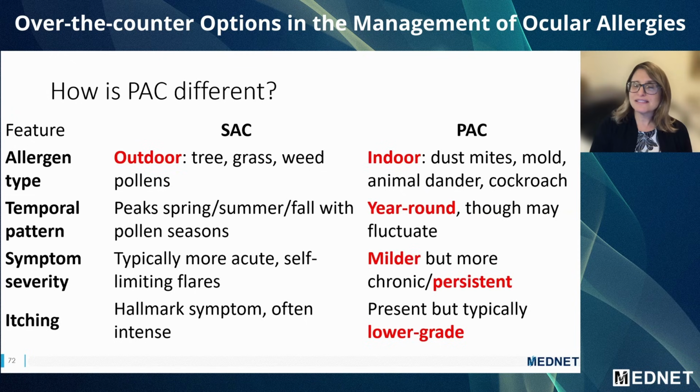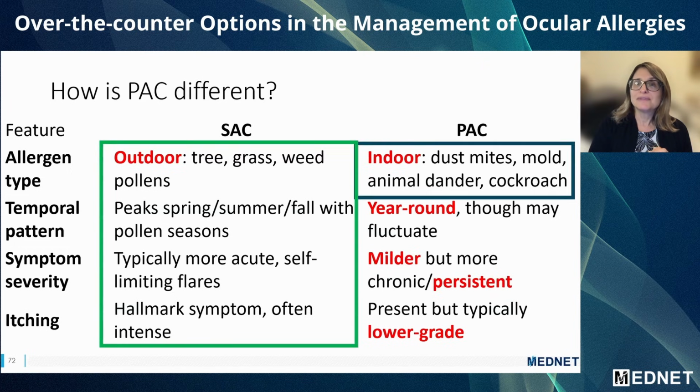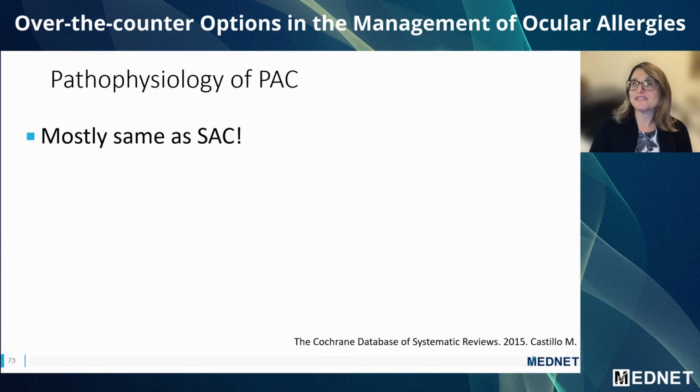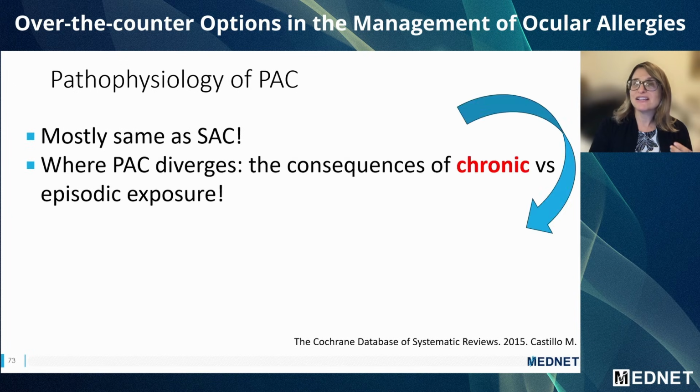So we talked a little bit about SAC. That's the one that's generally seasonal and generally driven by environmental problems. PAC is more perennial because it's driven by things that are encountered all year round, things like dust and animal dander. And it's generally milder, but more persistent than SAC. And the inflammation, everything you see is typically lower grade. So those are the things that differentiate them, but there are a lot of similarities, like the pathophysiology, which is again mast cell driven and is a type 1 IgE hypersensitivity. But where PAC diverges is the chronicity.